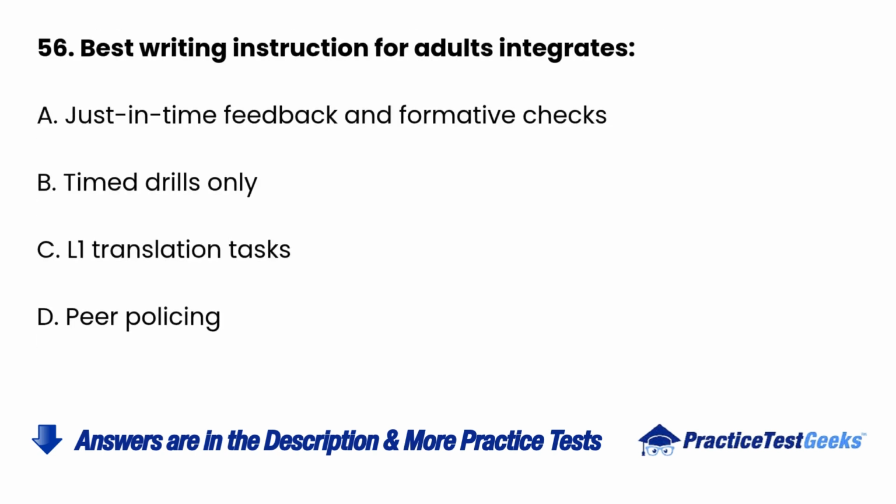56. Best writing instruction for adults integrates: A. Just-in-time feedback and formative checks. B. Timed drills only. C. L1 translation tasks. D. Peer policing.